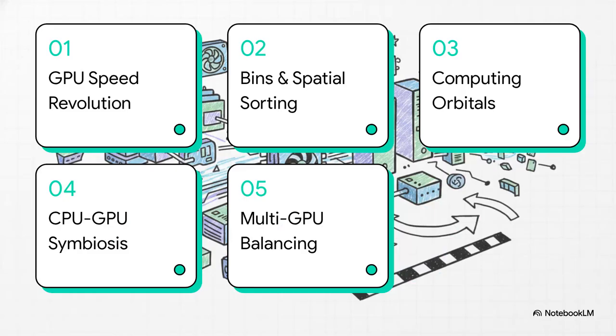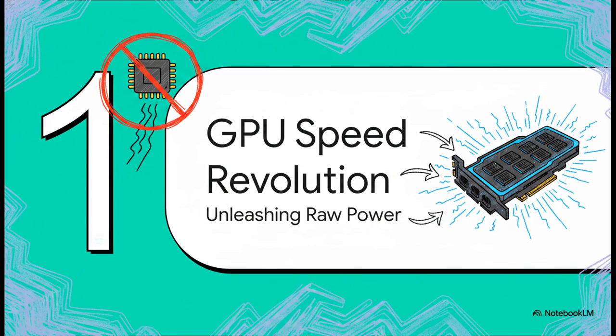We're going to cover the GPU speed revolution, how bins and spatial sorting work, computing molecular orbitals, the whole CPU-GPU symbiosis thing, and finally, dynamic multi-GPU balancing. All right, Section 1, the GPU speed revolution.